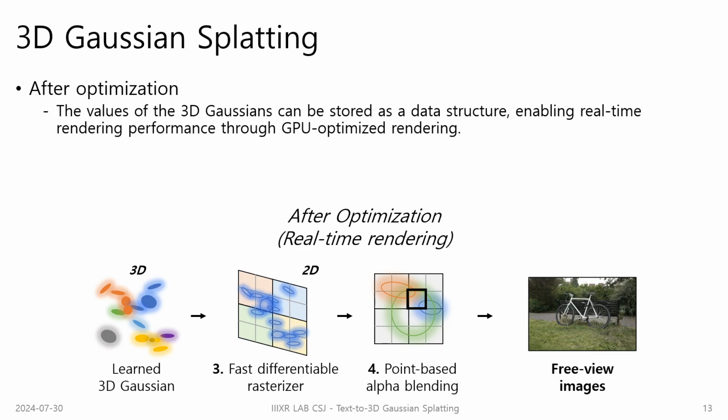After the optimization is complete, the 3D Gaussians, which represent the geometry and radiance of the 3D scene reconstructed from the multi-view images, can be stored. This allows for the rendering of images from novel views that were not previously seen. The values of the 3D Gaussians can be stored as a data structure, enabling real-time rendering performance through GPU-optimized rendering.